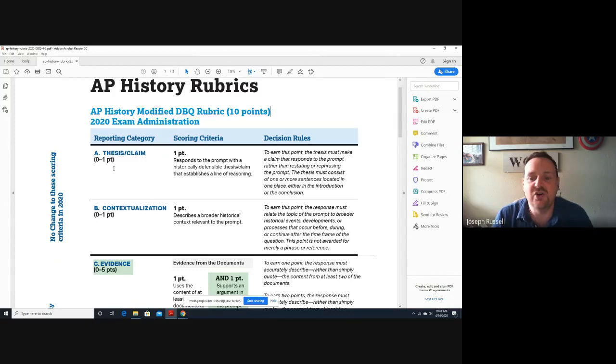Okay. So if you'll look over here on the decision rules, I think this is a really useful thing for you to break down. I like to look at a rubric with students so that they understand how they're going to be assessed, right? It says the thesis must make a claim that responds to the prompt rather than restating or rephrasing it. Okay. In other words, you have to actually say something. You have to take a position.